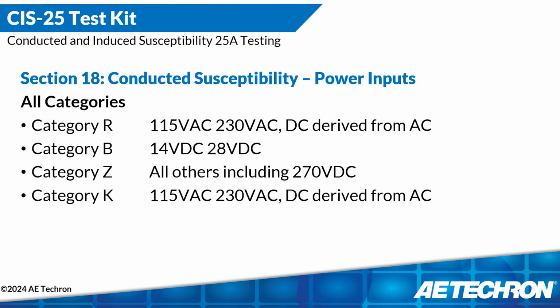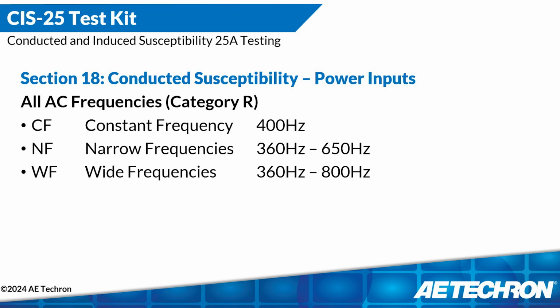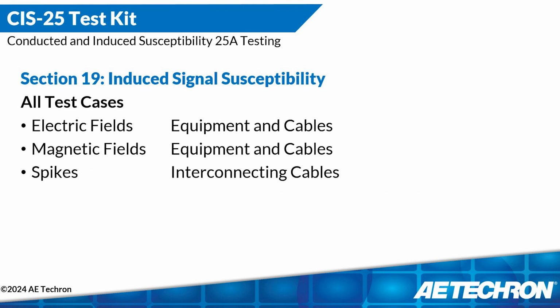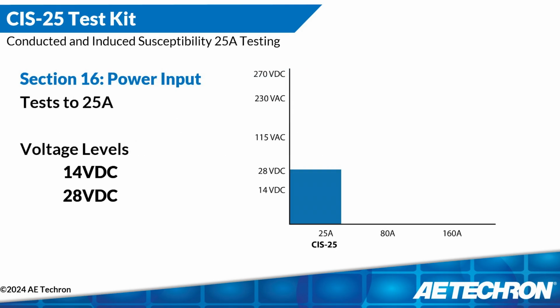It was out of this experience we created our first complete aviation test solution, the CIS-25. The CIS-25 system covers all test categories, all frequencies, and all voltages for DO-160 Section 18 conducted susceptibility. And for DO-160 Section 19 induced susceptibility, it covers all tests, all frequencies, and all test cases. A happy side note is that it also covers the low voltage, 14 volt DC and 28 volt DC portion of Section 16 at low currents, and it does MIL-STD-461 CS101.